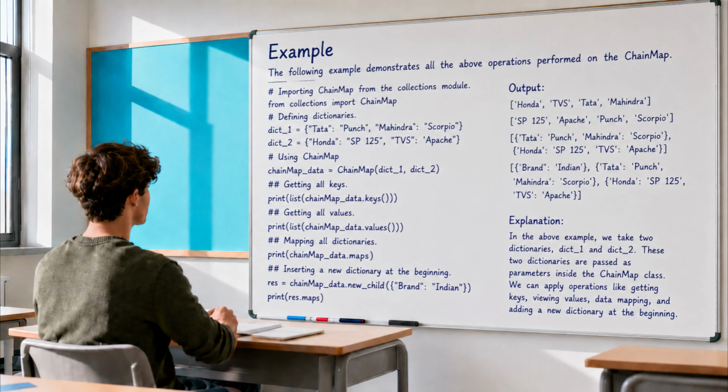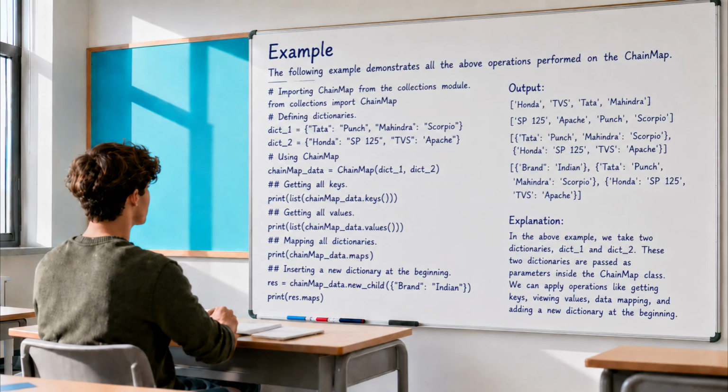# Importing ChainMap from the collections module. from collections import ChainMap. # Defining dictionaries. dict_1 = {"Tata": "punch", "Mahindra": "Scorpio"}. dict_2 = {"Honda": "SP125", "TVS": "Apache"}. # Using ChainMap. ChainMap_data = ChainMap(dict_1, dict_2).